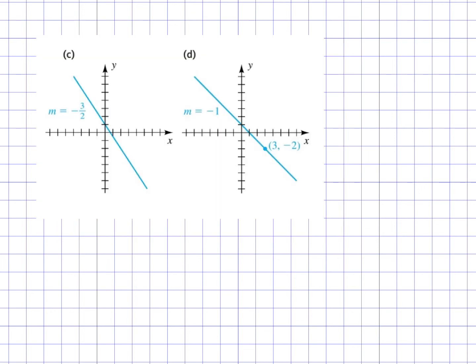All right, so visibly, we can see what b is. So b is 1 on both of these, and they give us the slope for both of them. So we have y equals negative 3/2 x plus 1, and y equals negative x plus 1. If you can see it, then that's totally fine.